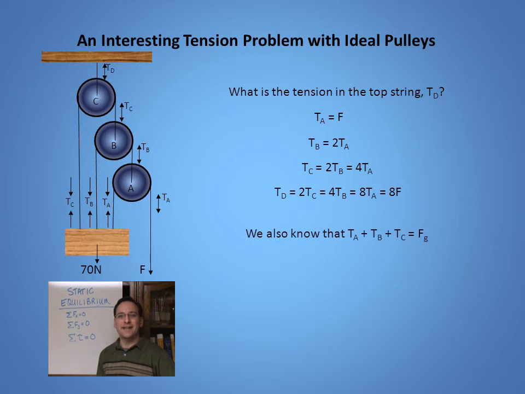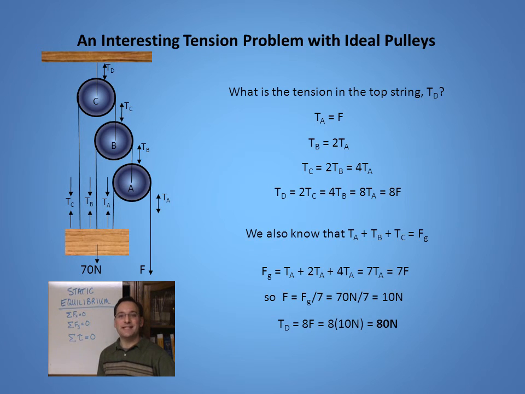We also know that tension A plus tension B plus tension C has to be equal to the weight of the block, Fg, because they're all attached to the block. In other words, 7 times F is equal to Fg, or F is equal to Fg divided by 7. That's going to be 70 newtons divided by 7, or 10 newtons. Now, if the force F is equal to tension A, and tension A is equal to 10 newtons, then tension D, which is 8 times F, is going to be 8 times 10 newtons, or 80 newtons.